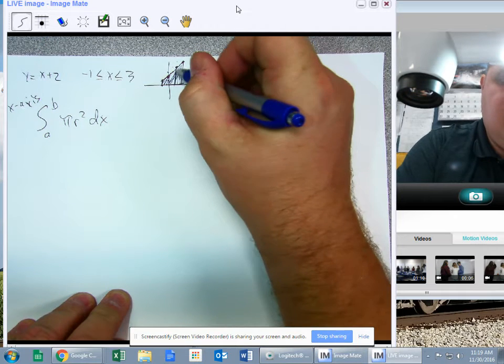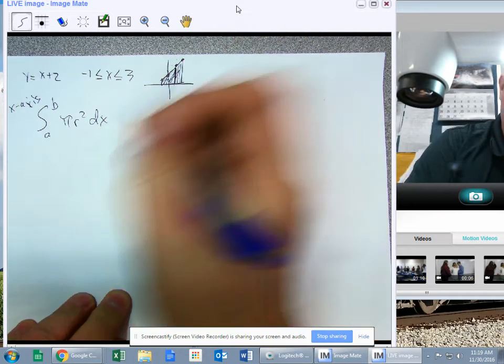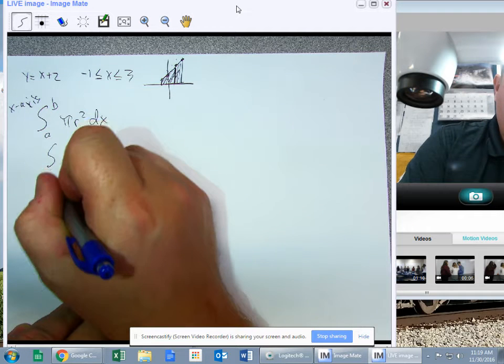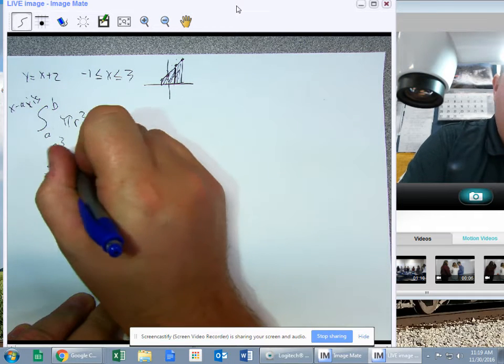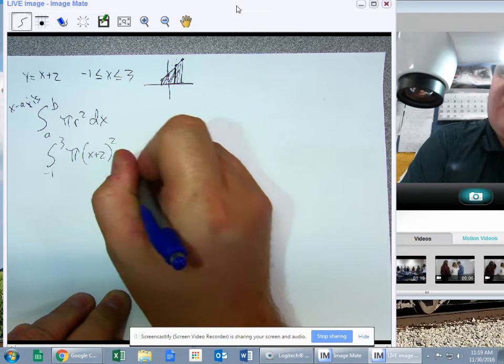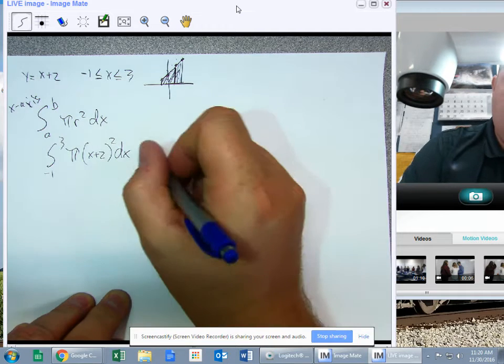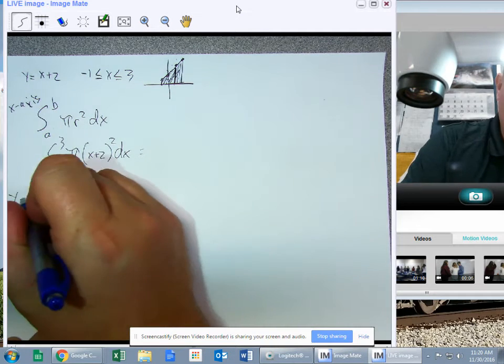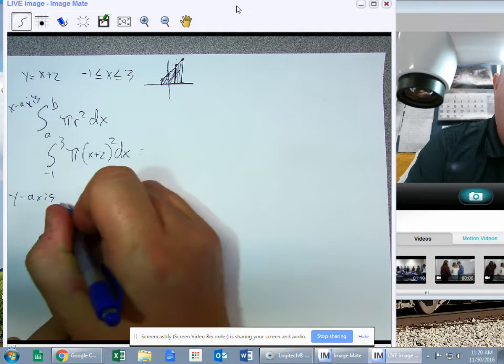Now, the radius here is pretty straightforward. It's straight up and down. So we're going to say from -1 to 3, pi f of x, so it's x plus 2, the quantity squared dx. And we're going to integrate that. Now, to go around the y-axis, we have another small problem.